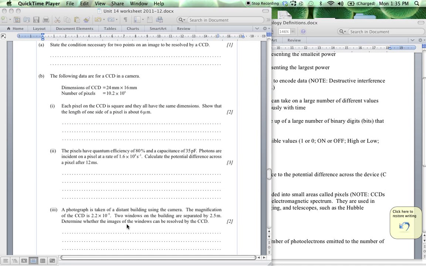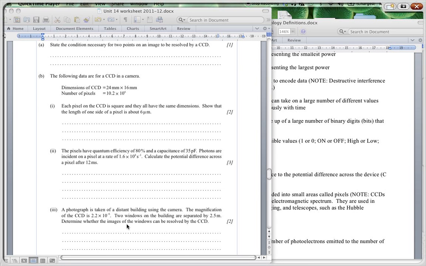In the next question there, it says the pixels have a quantum efficiency of 80% and a capacitance of 35 picofarads. Photons incident on a pixel at a rate of 1.6 times 10 to the 8 per second. Calculate the potential difference across the pixel after 12 milliseconds. Now, we know that our formula, that our capacitance is equal to our charge divided by V.